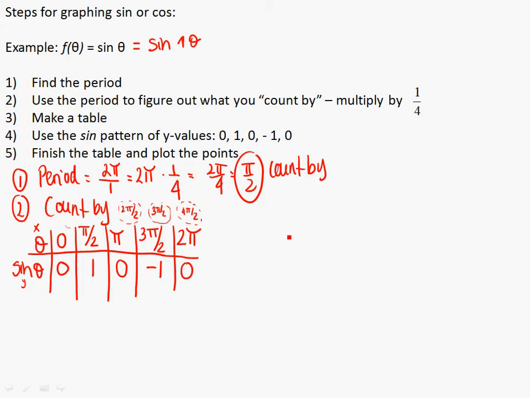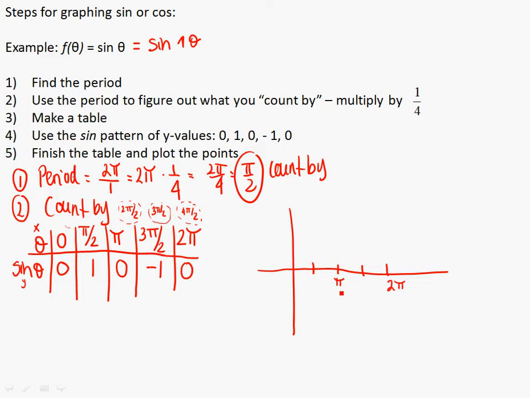Well, that means that I should be able to recreate this graph. Okay, now it says finish the table. In this particular example, there's nothing else to do. So what happens here? Well, you start, sorry, I need to do this. So I'm going to do 1, 2, 3, 4 steps, and it ends at 2 pi, right?